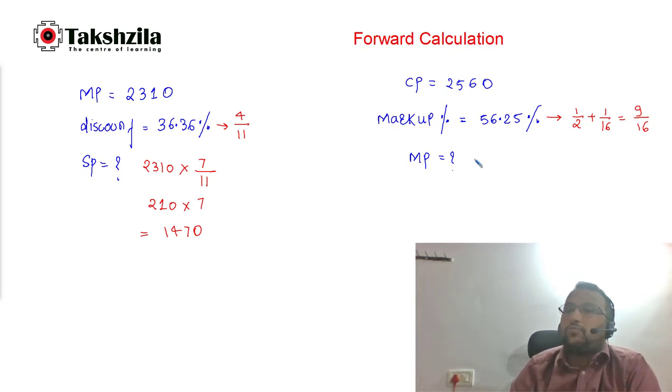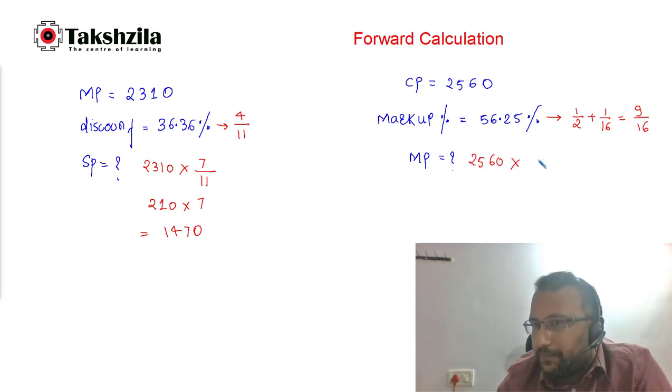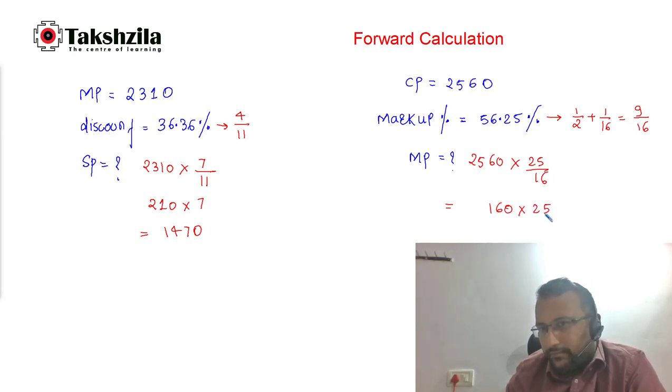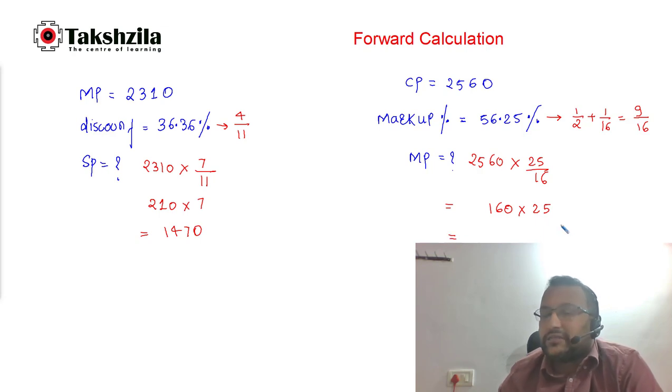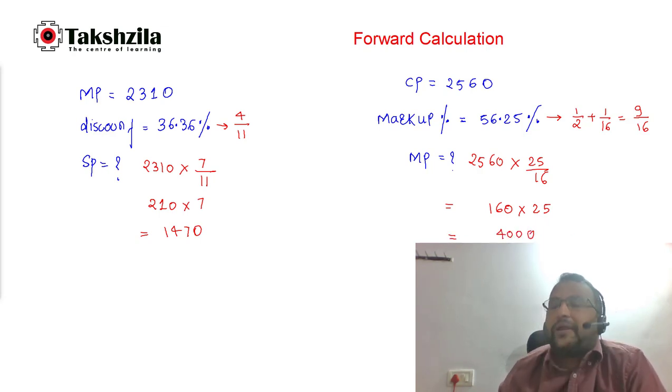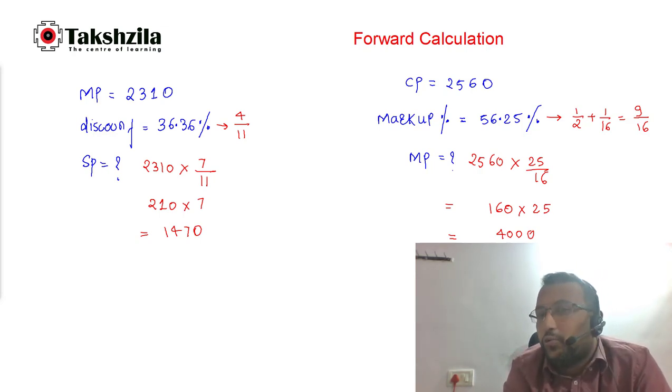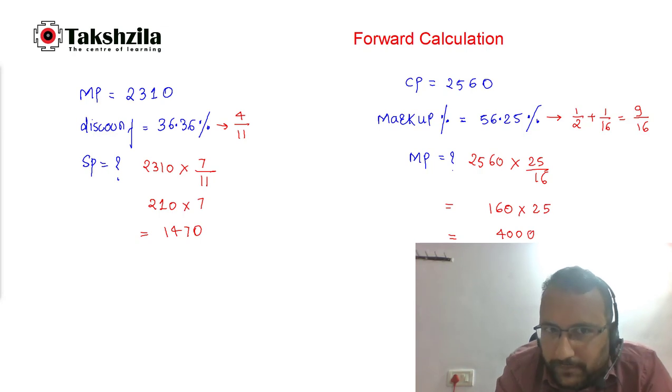It means we need to increase cost price by 56.25%. For that, we need to multiply 2560 cost price by 1 plus 9 by 16. 1 plus 9 by 16 is 25 divided by 16. So this is going to be how much? 160 into 25. Now 25 into 16 is how much? 400 and then 0. So the mark price of the article becomes 4000. This is how we can do forward calculation.